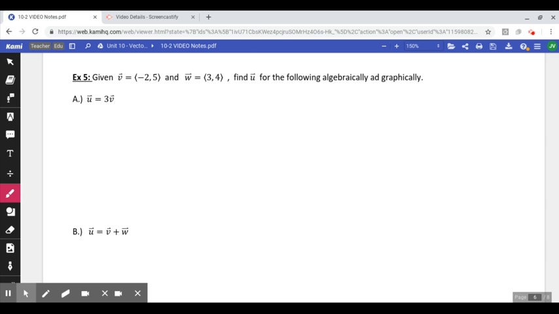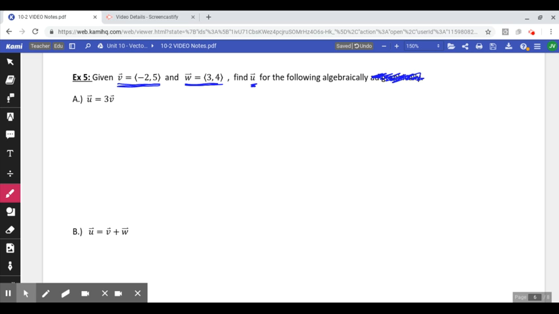In example 5, we're given two different vectors, vector v and vector w, and then we're going to find the new vector, vector u, algebraically. And we won't worry about graphically right now, although that can be done, but it takes the use of a protractor, and you have to be pretty precise. The algebra is a little bit more precise than that.